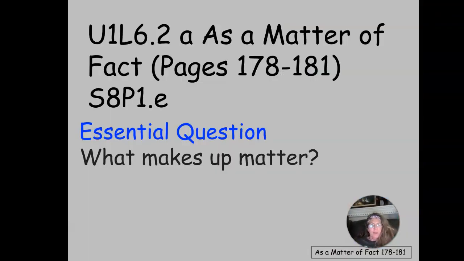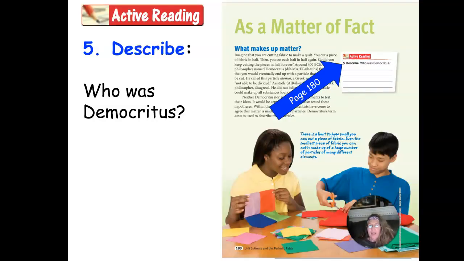And that takes us to number 5. So read the first two paragraphs of As a Matter of Fact, and then it wants you to describe who was Democritus. So I would put what he was, and then what was he famous for? That's what they're looking for in that question.